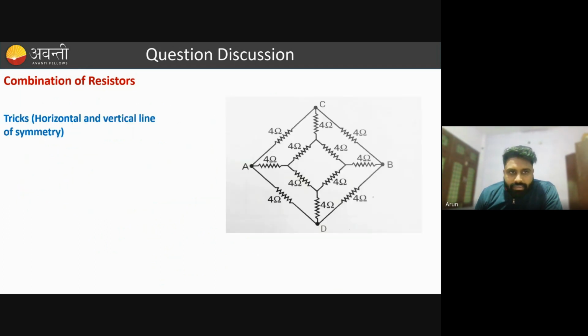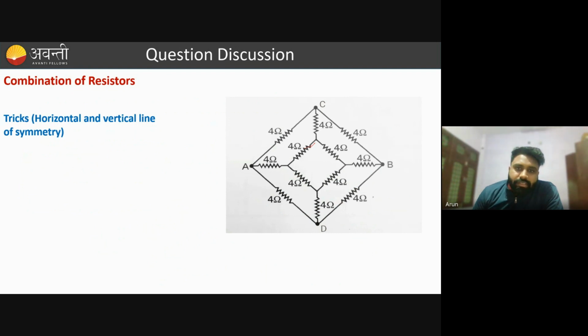Now, this is the combination of resistors. This might be a trick question for you. In this question, this is also termed horizontal symmetry or vertical symmetry. If you see this combination, just by looking at it you cannot say these are in parallel, because this resistor would come across it, and this is parallel. So nothing can be predicted here.